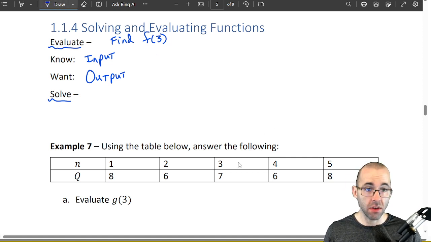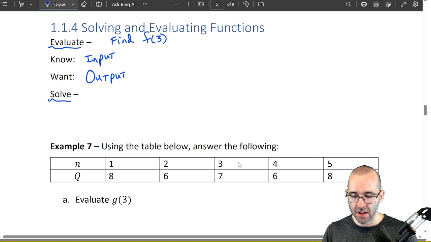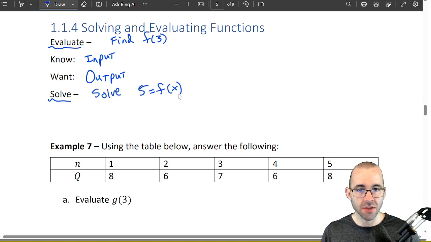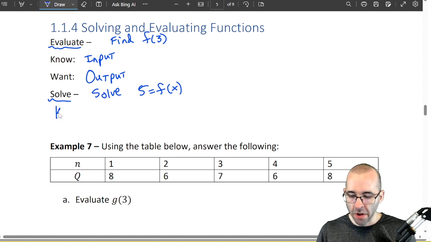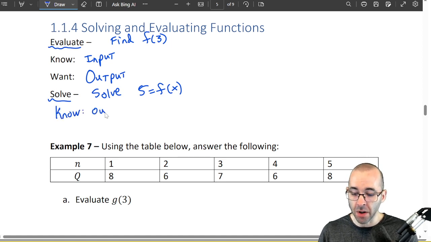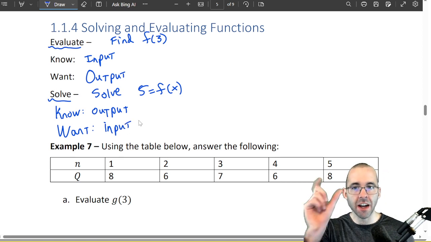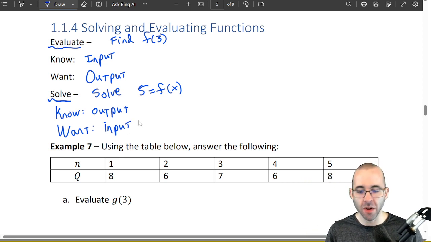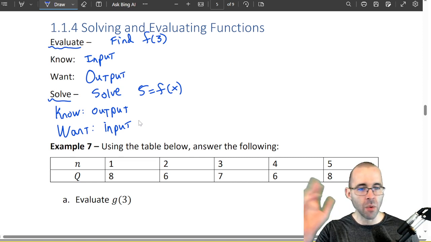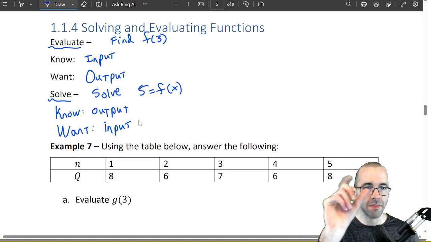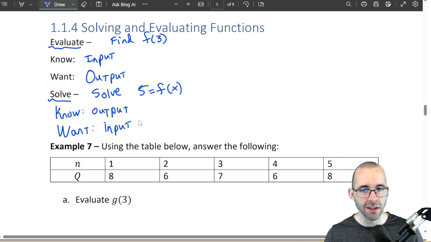Whereas if I say solve something, that's the opposite. So you might see something like solve 5 equals f of x. Solve for x. Well, in that case, we know the output is 5, and what we want to find out is the input. Okay, so evaluate and solve, two sides of the same coin, because it's just knowing one part and trying to find the other part. Just which one do we know and which one are we trying to find?